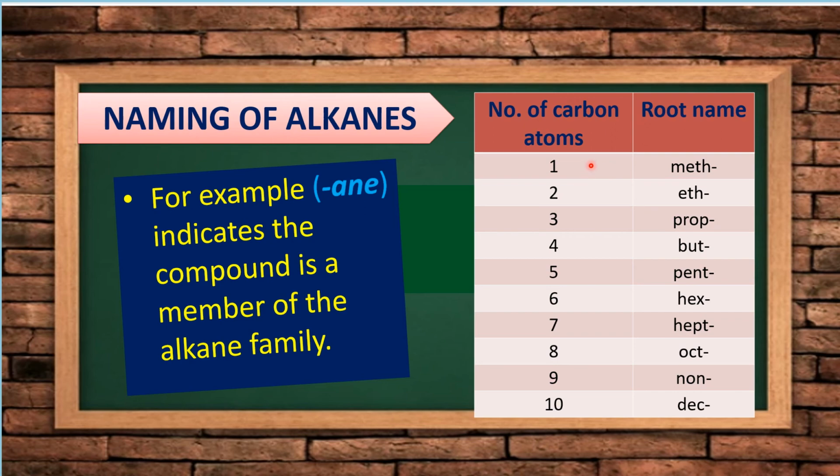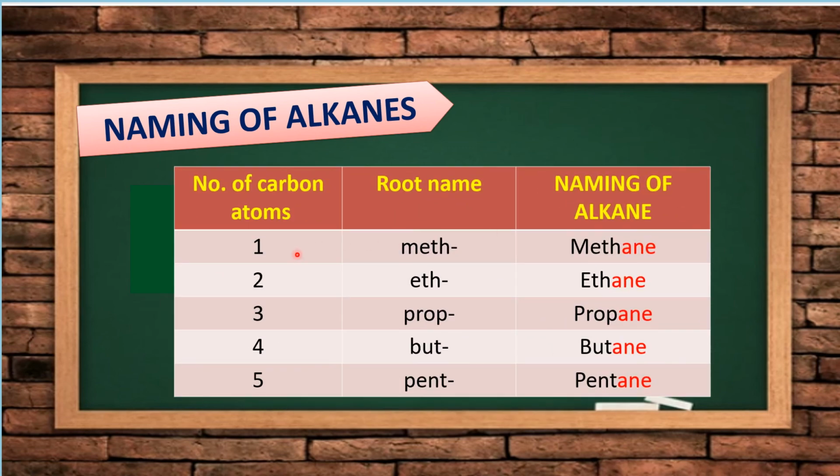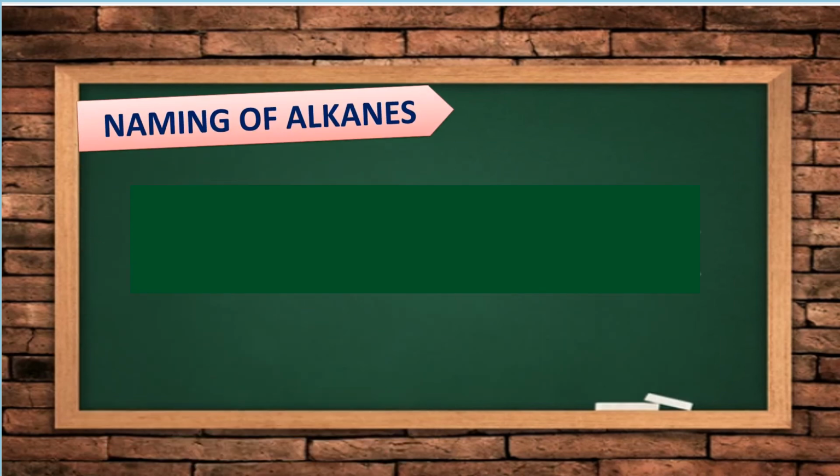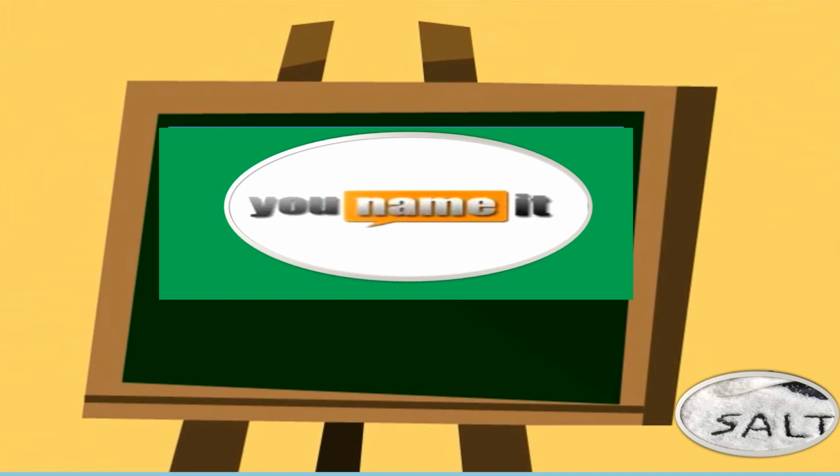For example, number of carbon atoms 1, root name of 1 is meth, name of alkane is methane. We just add ANE in the end part. The same with carbon atoms number 2. The root name of 2 carbon atoms is eth plus ANE, because ANE is the family of alkane. So we have ethane, 3 propane, 4 butane, 5 pentane. Number 6, hexane, 7 heptane, 8 octane, 9 nonane, and 10 is decane. Okay, you name it.